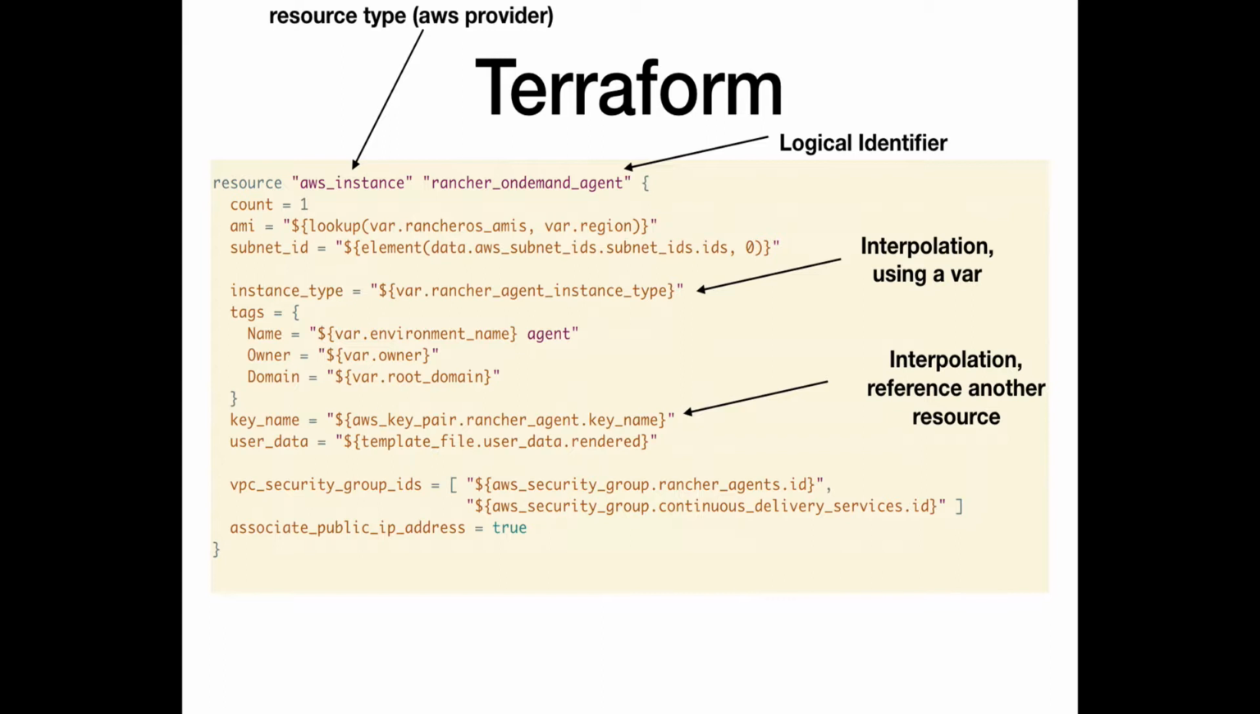In this, you specify that you want to create a resource, and then the second parameter there is the resource type. And so we're saying we want to create an AWS instance, that's creating an EC2 server. And then the third parameter is what you want to call it in your code, right? We want to call this Rancher on-demand agent. And then inside of here, you say all of the parameters for that resource. And so the things that we see in here are going to be different on every resource.